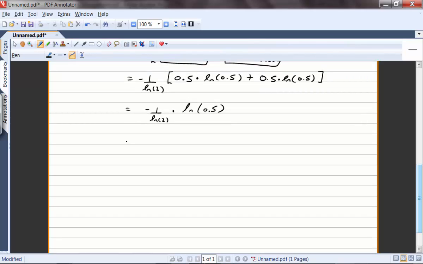Alright, so we can calculate in our calculator. I'll do that real quickly, if I can find my calculator. So we have ln of 0.5, which is negative 0.693147 and so forth, divided by negative natural logarithm of 2. And you get the answer 1.